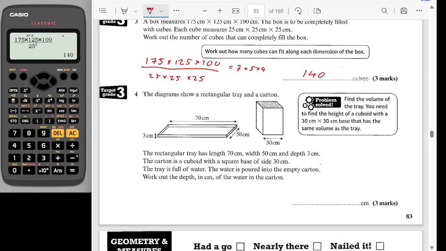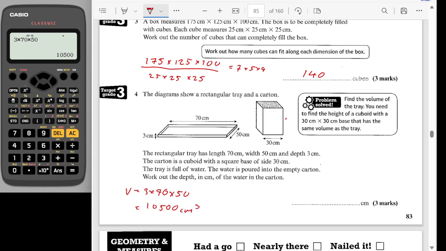Work out the depth in centimeters of water in the carton. So we want to work out the volume of this shape. The volume of this shape is going to be 3 times by 70 times by 50. So it's going to be 10,500 centimeters cubed.